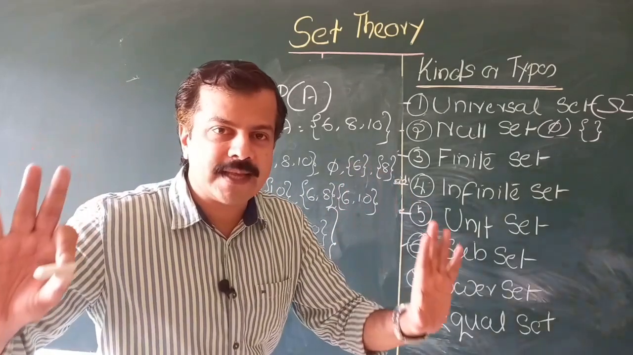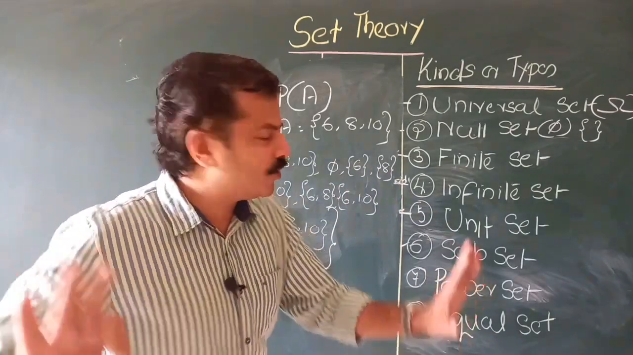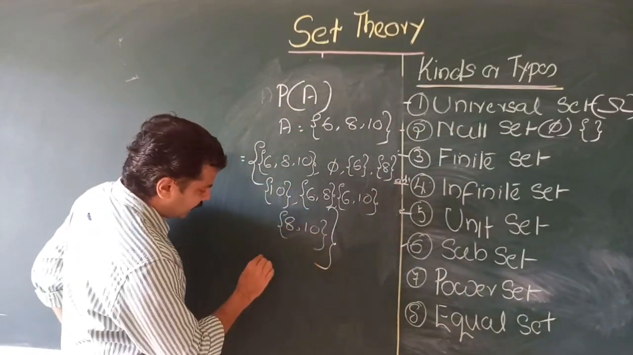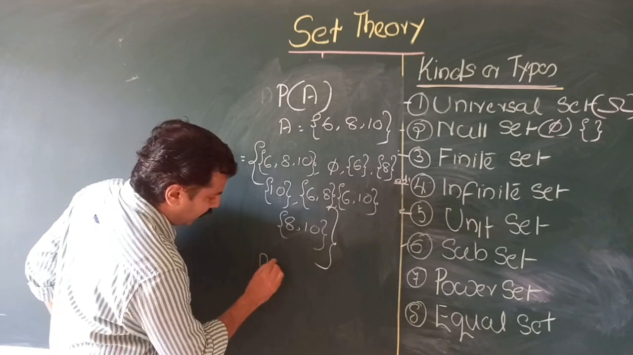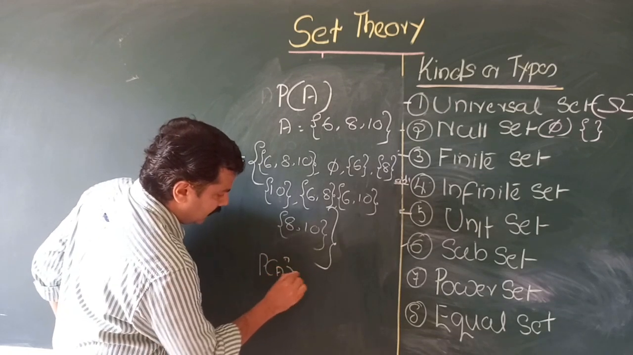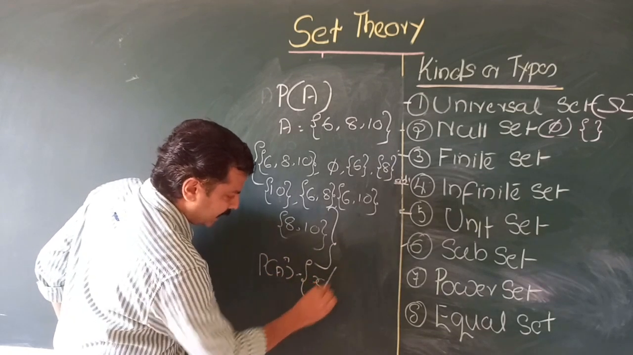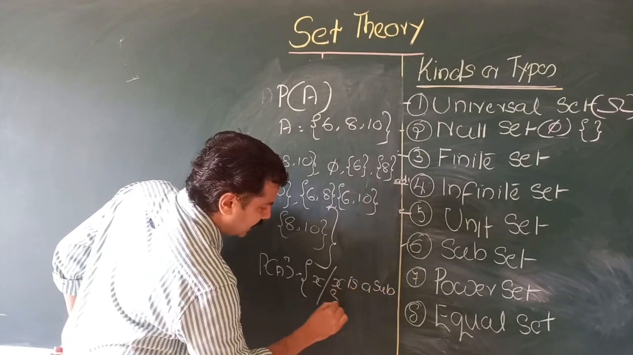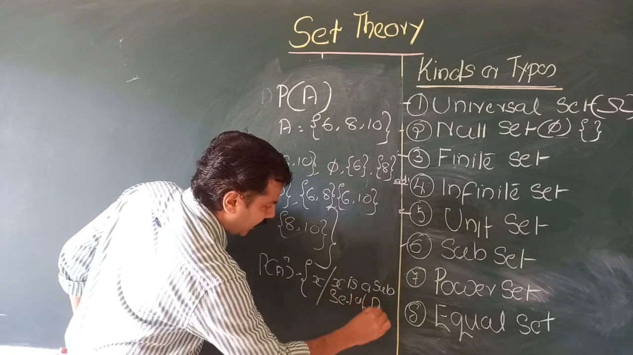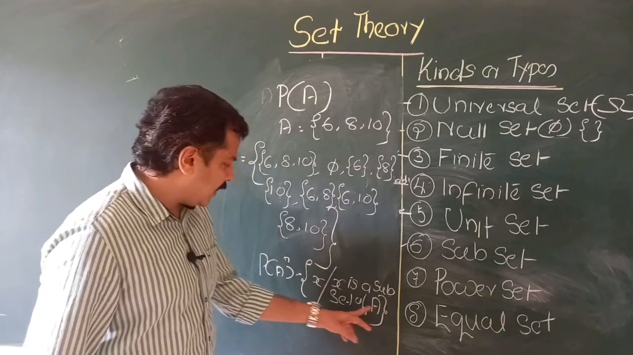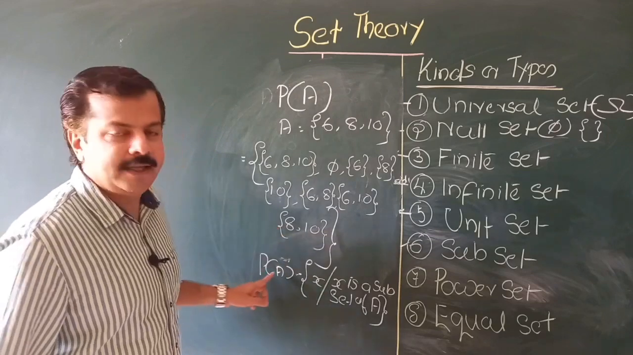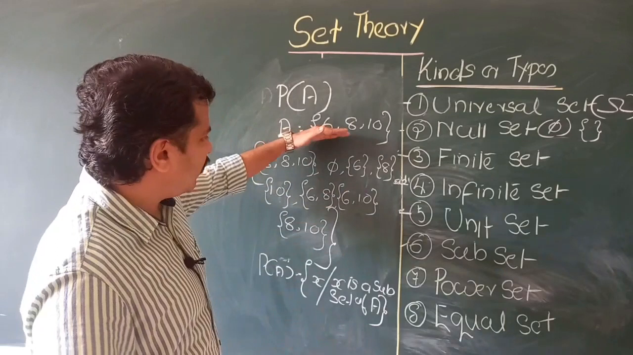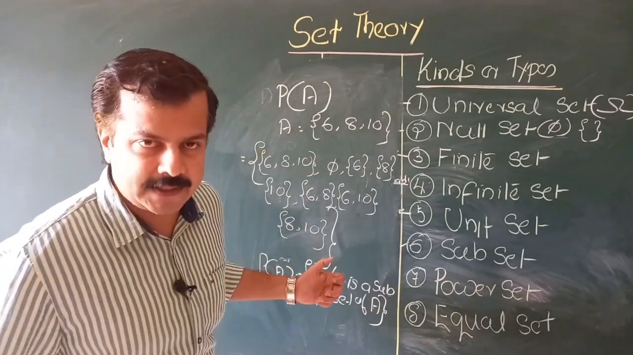So all the subsets of A are called the power set of A. In description, the power set is usually written like this: the power set of A is the set of all x such that x is a subset of A. So all the subsets of A constitute the power set of A. So I have 3 elements and I have 8 subsets.